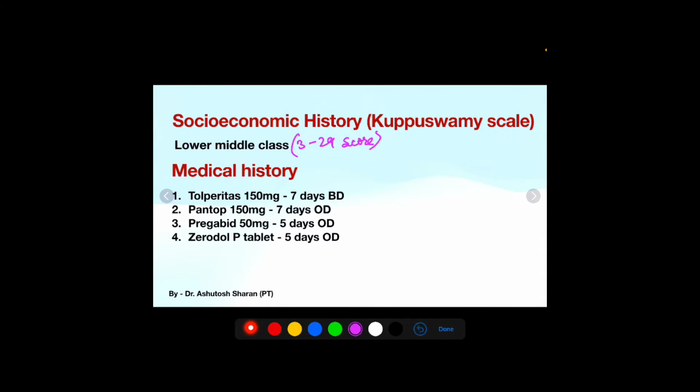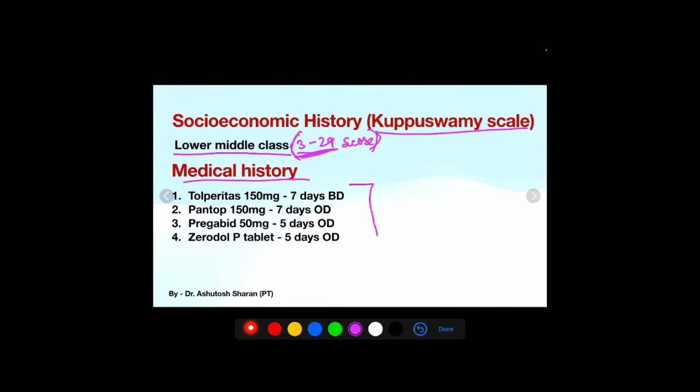Okay, so the next is socio-economic history. According to the Kuppuswamy scale, there is a score between 3 to 29. According to that scale, the patient belongs to a lower middle class family. All right. Next comes the medical history.